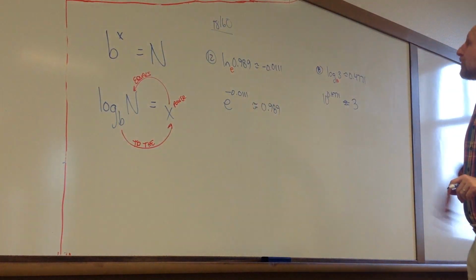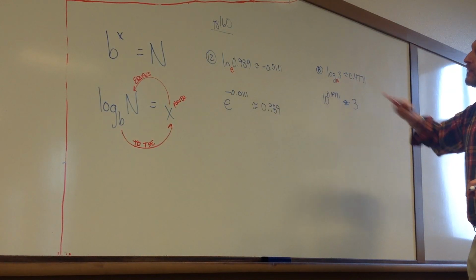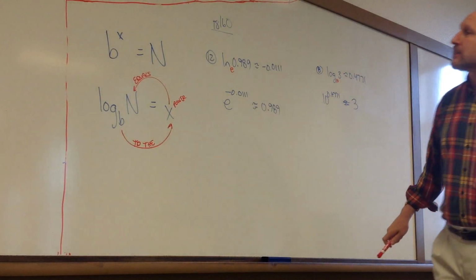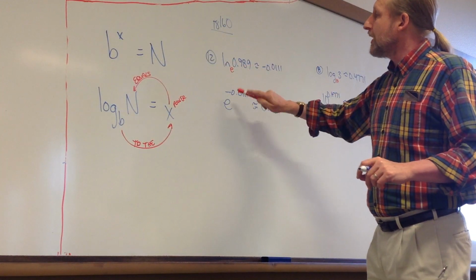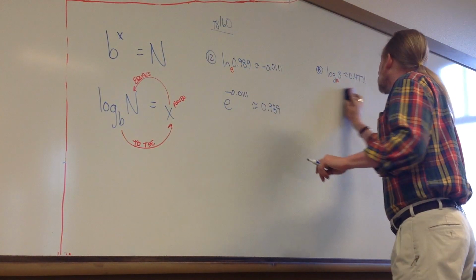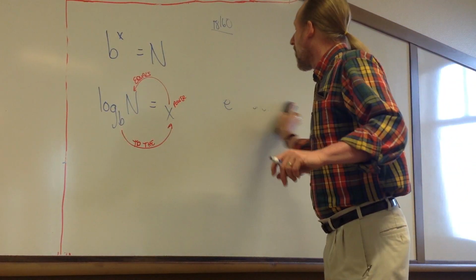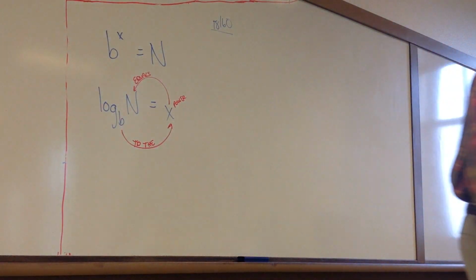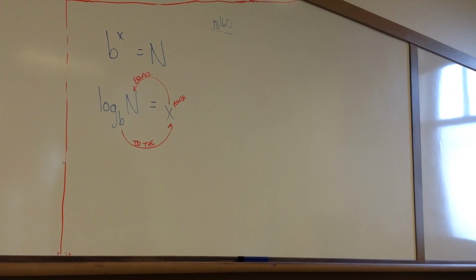Alright, so if you see log with no base, that means base 10 in most circumstances. And if you see this ln notation, that means log base e. Alright, so that's the first group of problems. Let's look at the second group of problems here on the page.